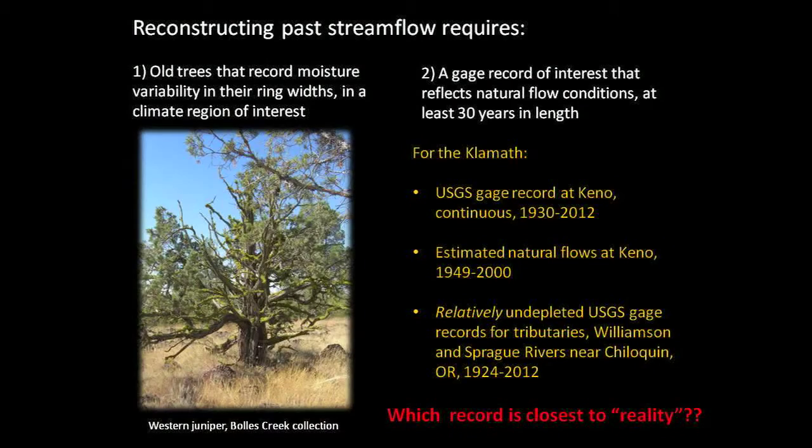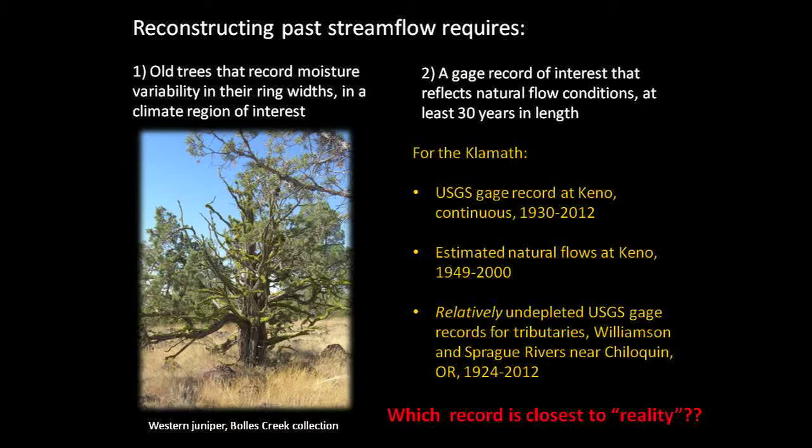Okay, I'm going to talk a little bit about reconstructing streamflow. I'm not going to go into the details of the techniques, but just some general things. When we reconstruct past streamflow, there are two main requirements. We need old trees to give us long records that record moisture variability in their ring width. So when you have a dry year, you have a narrow ring. When you have a wet year, you have a wide ring, in a climate region of interest.